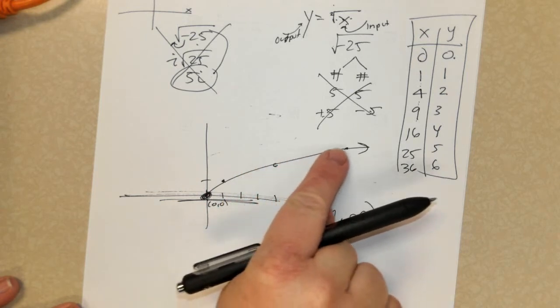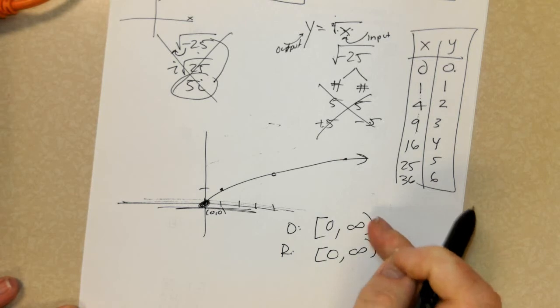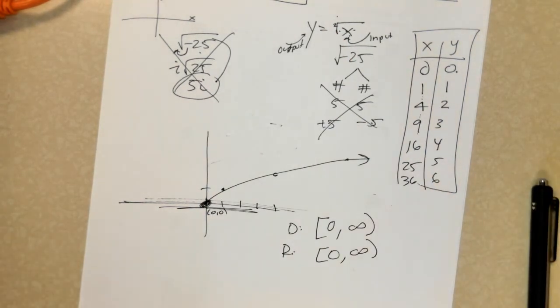Not very fast with this original parent function, but they do continue to move up. This is the domain and range of the parent function. We're going to look at that together and analyze it together in Desmos.